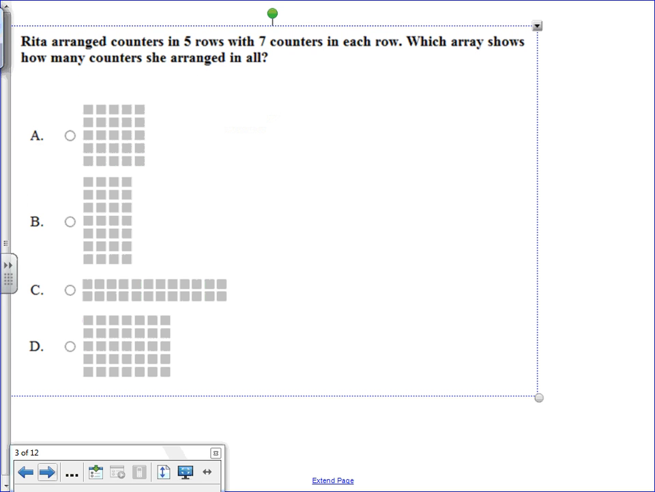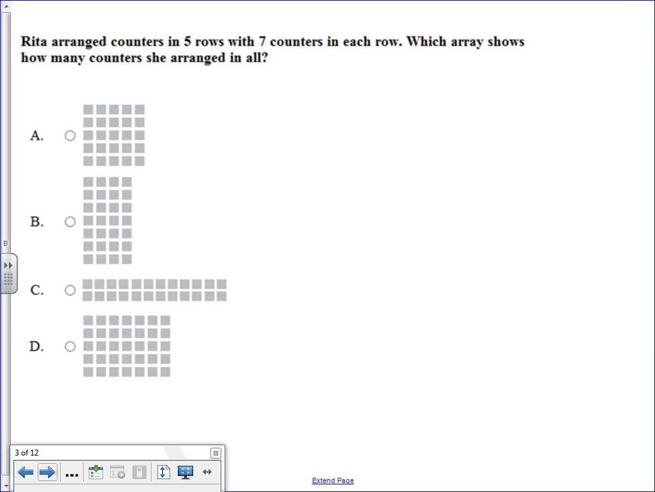Rita arranged counters in 5 rows with 7 counters in each row. Which array shows how many counters she arranged in all? So I'm looking at these choices, and right now I want to use process of elimination because there's one that I know is not correct. There's no way that it's correct. Which one can I eliminate right off the bat? Gianna. You can definitely eliminate choice C because there's no way there's 5 rows in that array.